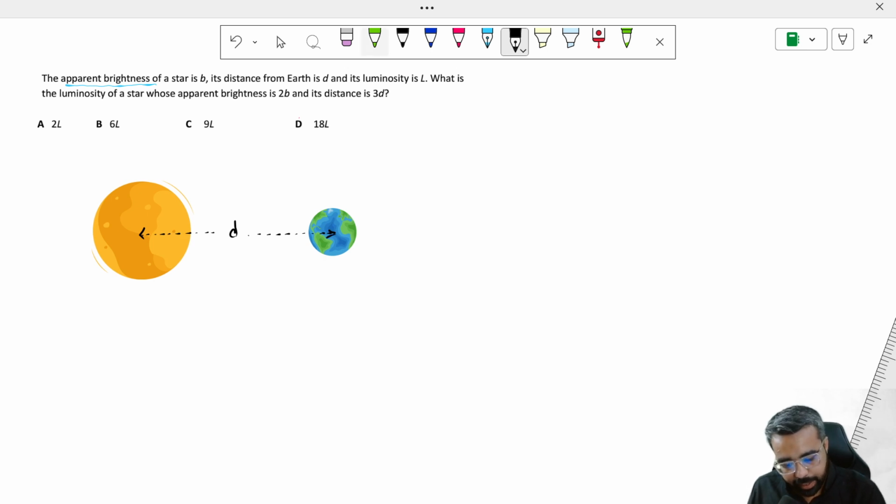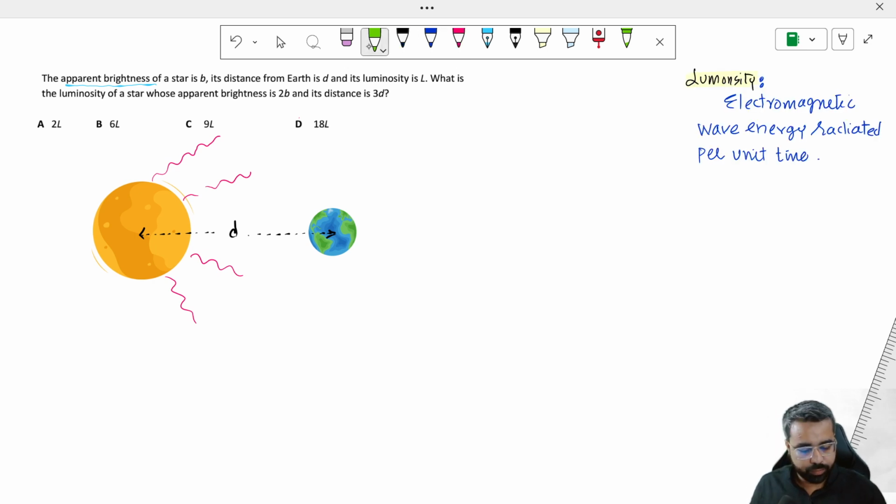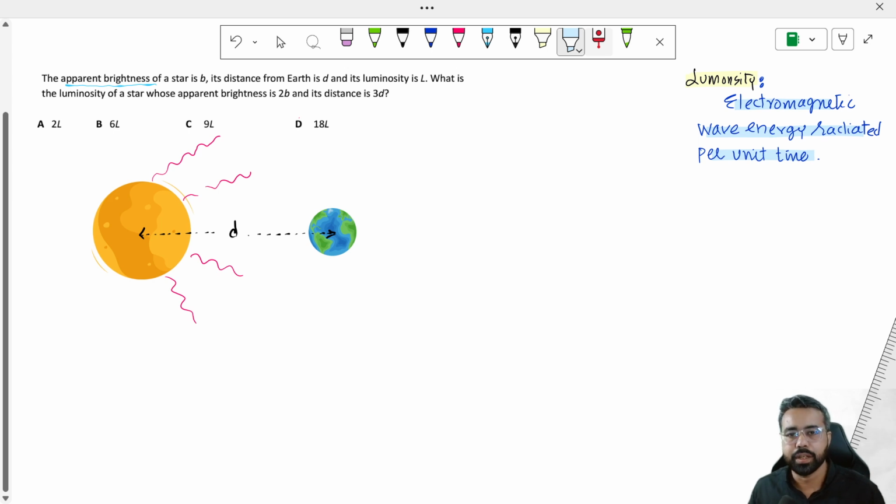Now, each and every star in the universe can be considered luminous, because these stars are radiating a huge amount of light, and in fact all the electromagnetic spectrum. How much energy these stars are propagating in space per unit time is called power, radiated power, or luminosity. So this is the definition of luminosity: the electromagnetic wave energy radiated per unit time.